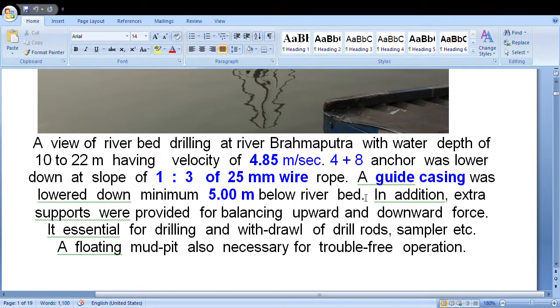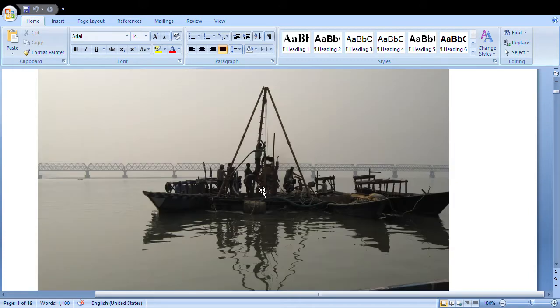It is not a big problem. We can get the bed material and we can calculate the silt factor, and from Lacey's equation we can easily fix the normal scour level below the bed. So up to that extent the supporting casing shall be provided.